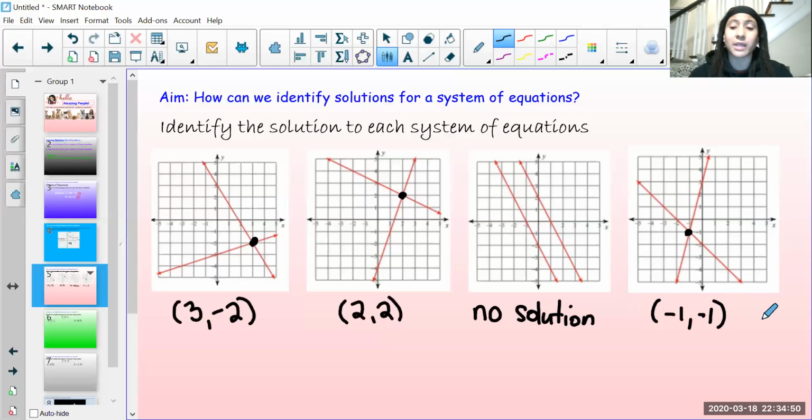Now, if you were able to get all 4 of these right, you are on the right track. Good job, guys. All right, moving on.